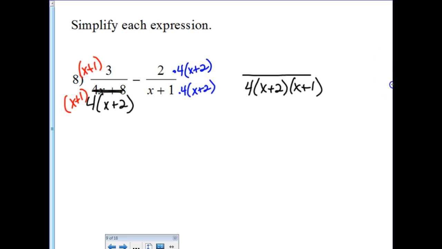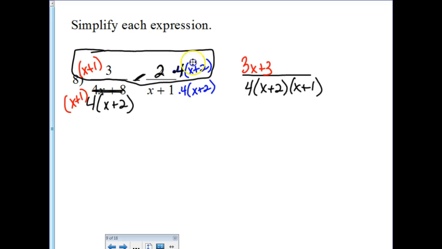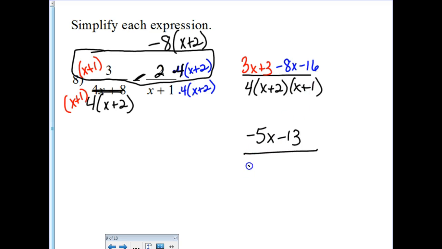So denominator's all set. Don't have to do any work there. But in the numerator, you have, oops, this mess. The left side of it is not too bad. 3x plus 3. But be careful right here. You have a negative, or subtraction, times a 2, times a 4. So if I read that right, we have a subtract 8 being multiplied into x plus 2. So that's the way I'm going to read that part. So I'm going to say that's a negative 8x minus 16. Then, simplifying those like terms, you get negative 5x minus 13, which does not factor, over a 4 times x plus 2 times x plus 1.